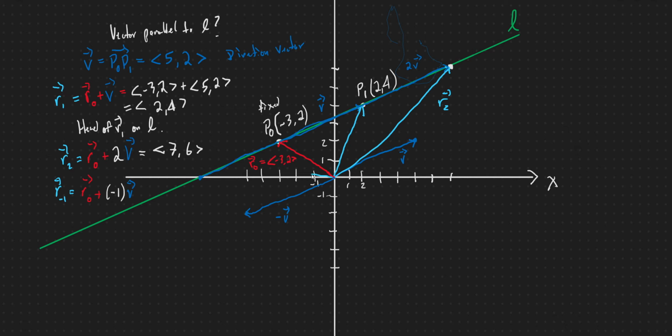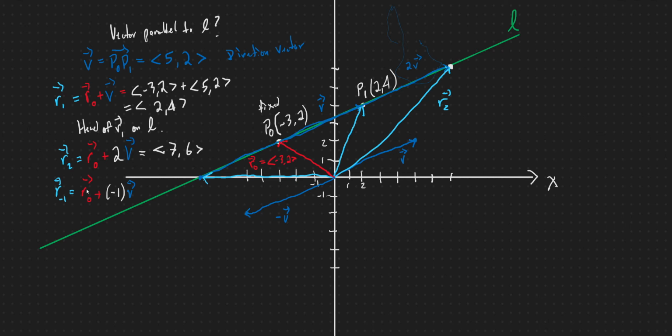And so my r -1 will point to this point on the line. What I'm trying to illustrate here is that if I do r naught plus any scalar multiple of v, then that sum, r naught plus the scalar multiple of v, will be on the line. It'll be some point on the line. So if I consider r naught plus any scalar multiple of v, I get any point on the line. And that's exactly what an equation of a line needs to be. It needs to be able to tell me any point on the line.